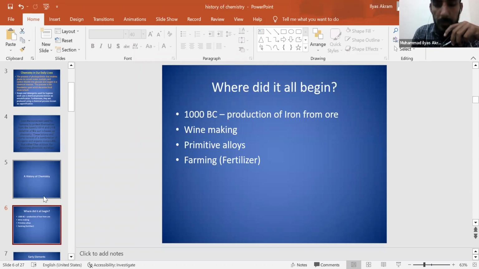So the study of chemistry begins in the early 1000 BCs, and that started from the purification or production of iron from the ore.